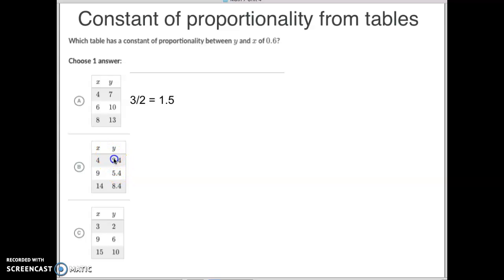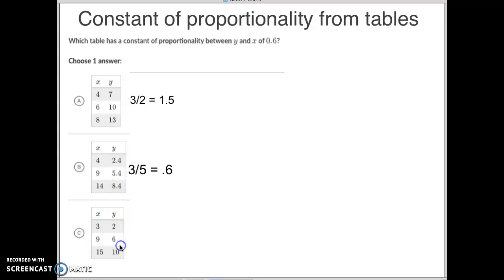So let's see, going from 2.4 to 5.4, it went up 3. Going from 4 to 9, it went up 5. So going up 3, up 5, that one equals 0.6. 0.6. It looks like this one's correct, but I always like to do them all and make sure.